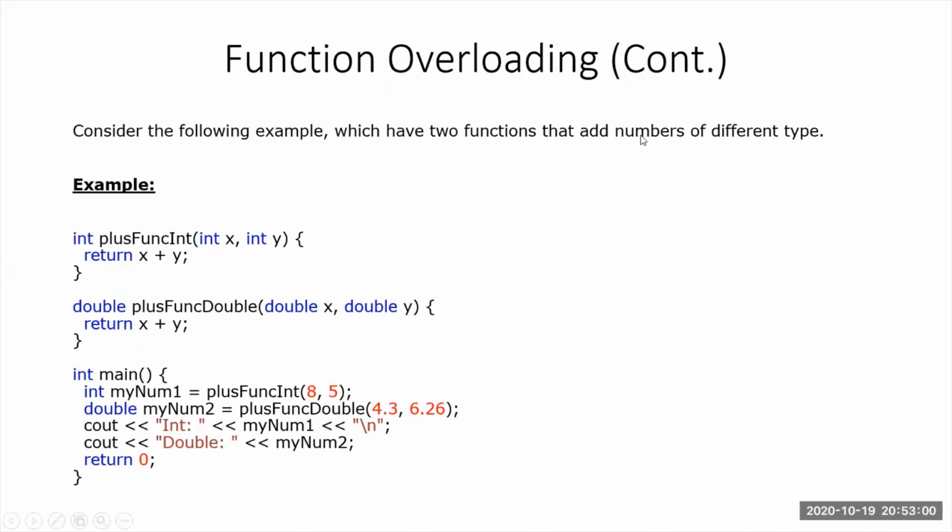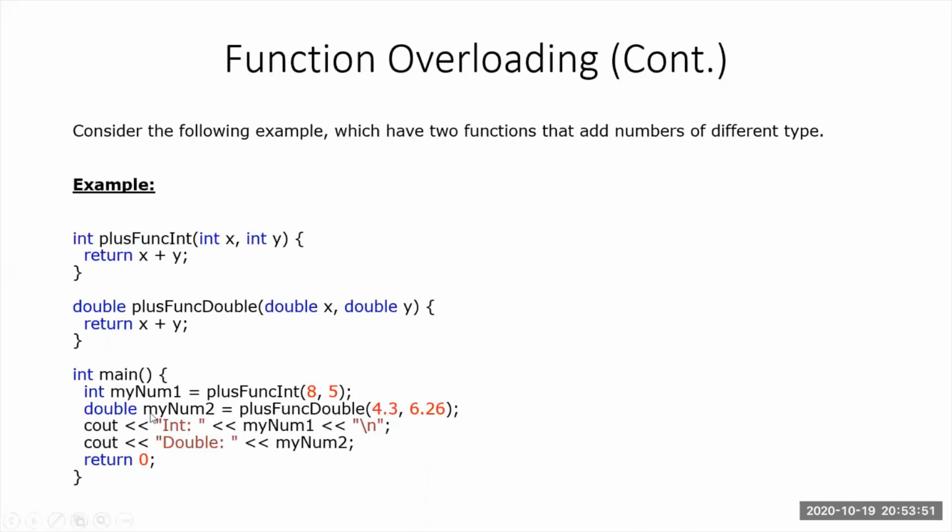We have 2 functions that add numbers of different types. We have an int function, so we are expecting a return value, and let's call it plus function integer. It adds the 2 parameters given to us, x and y. Let's say we are given 5 and 3. It's going to give us an 8 as the value. Now the second function, plus func double, is essentially doing the same thing, performing the addition operation on the 2 numbers given, except it's going to return some sort of double value.